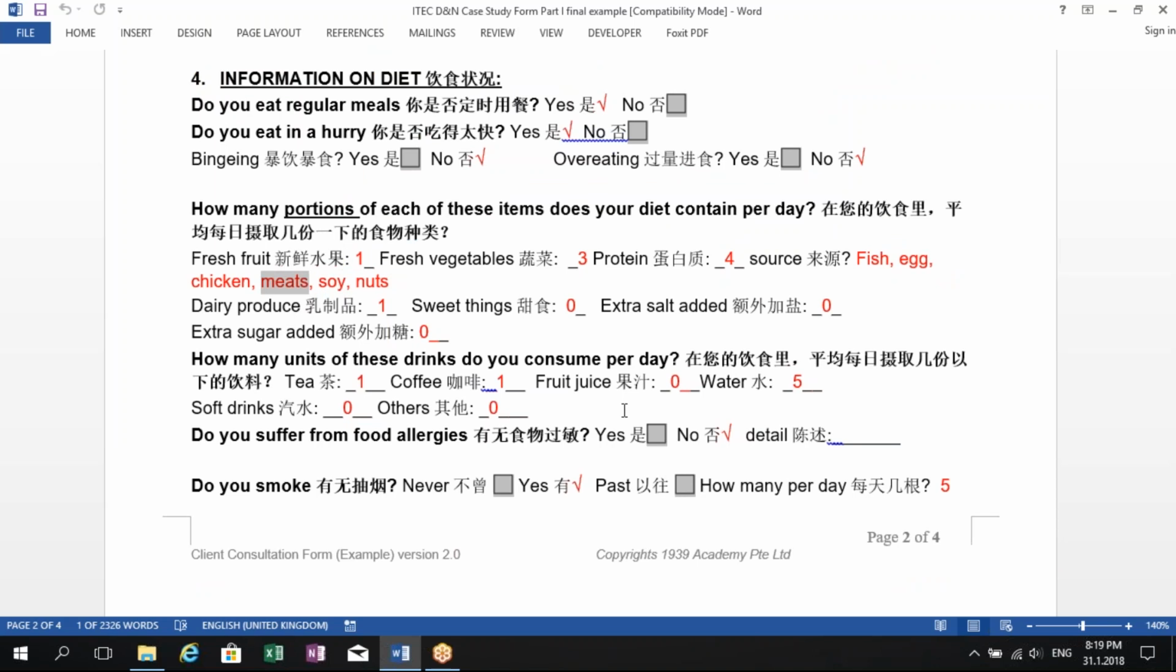Okay, I want to elaborate about this protein source. I do not advise you to put the word meat, because meat could be pork, beef, lamb. You just say what kind of meat, or chicken, pork, soy, nuts, and things like that. Okay?